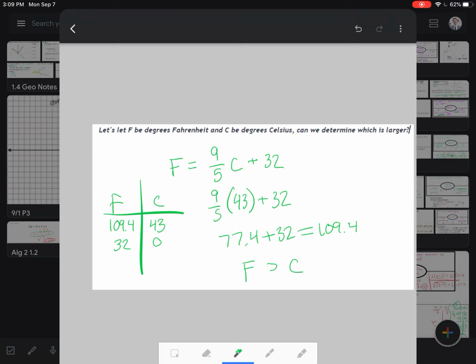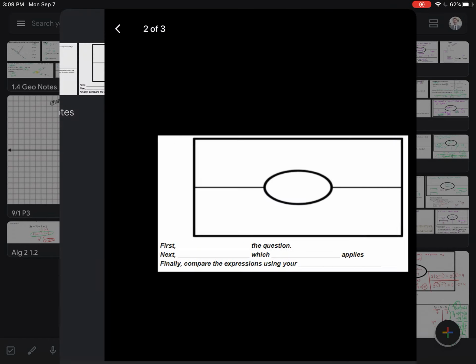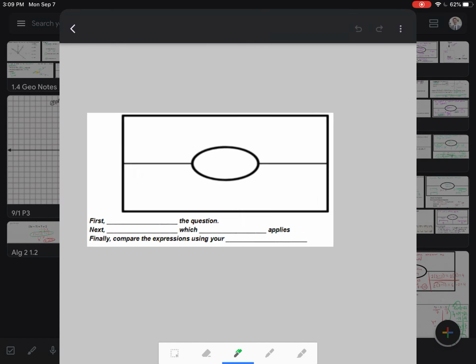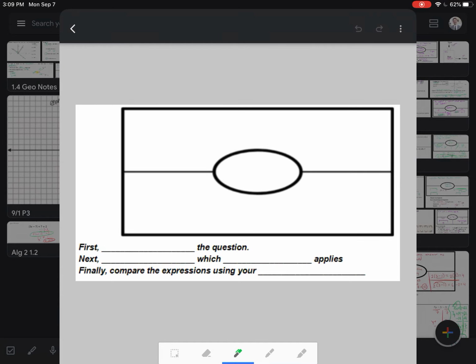So that's one real life example of comparing two expressions, looking at Fahrenheit versus Celsius. Again, comparison helps us. And let's get into our skill for today. Inequalities of expressions is our vocab word.